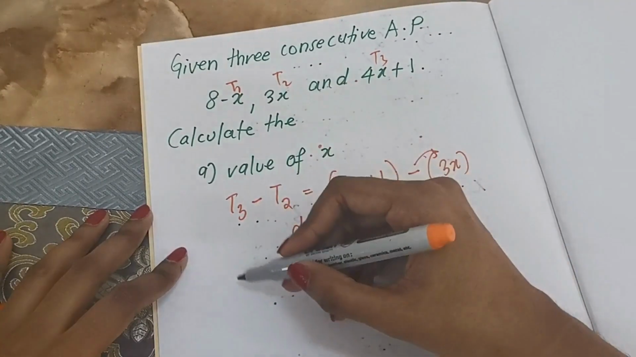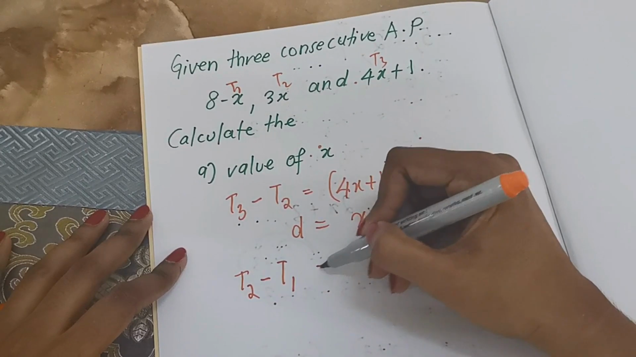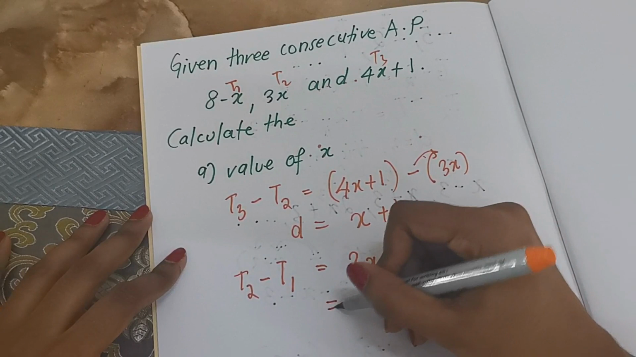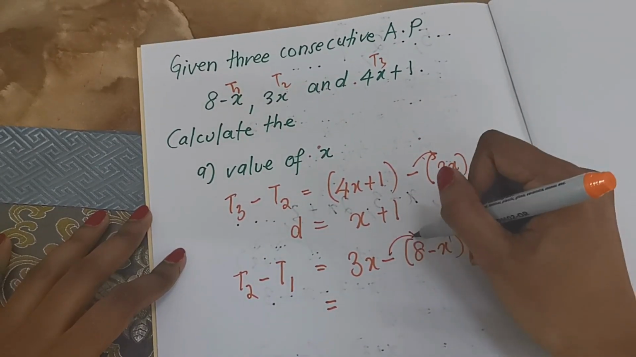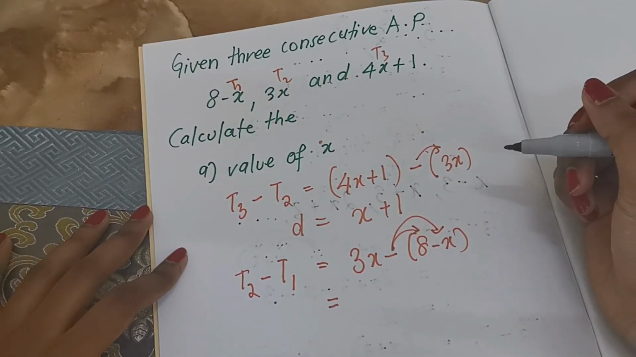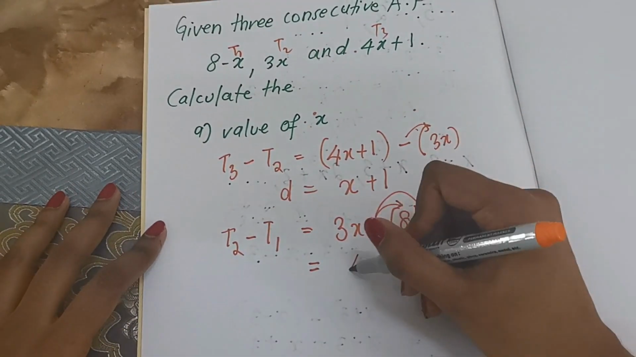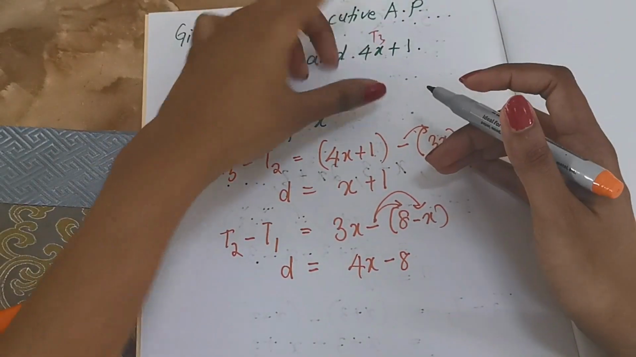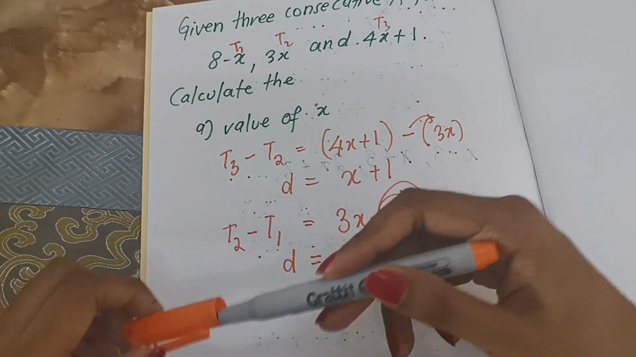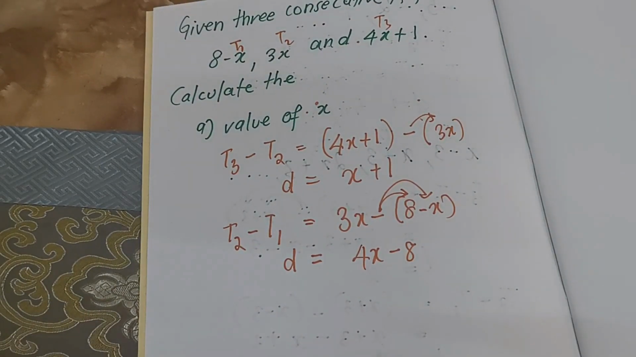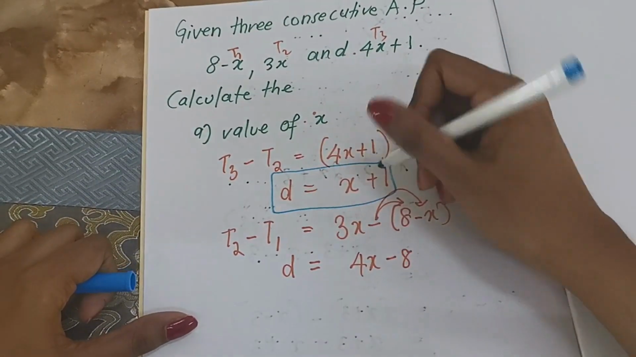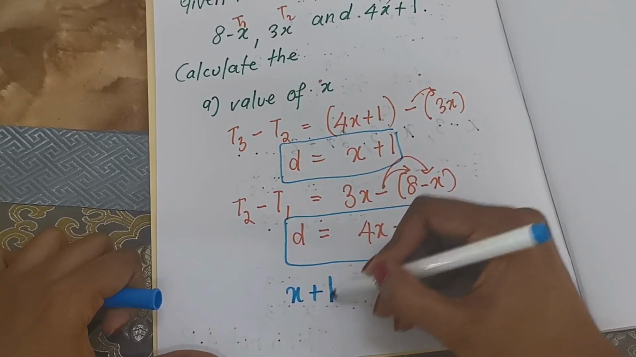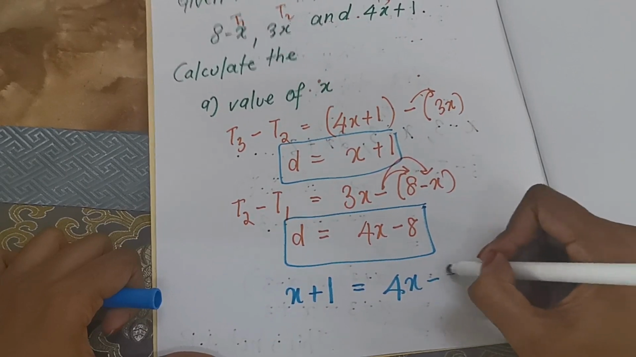Now what about the difference for term 2 minus term 1? This will be 3x minus 8 minus x. So here we obtain 3x minus minus becomes plus. So here becomes 4x minus 8. Now, since this is an AP, their common difference must be the same. So we are going to compare this and this. Okay, so it's going to be x plus 1 equals to 4x minus 8.